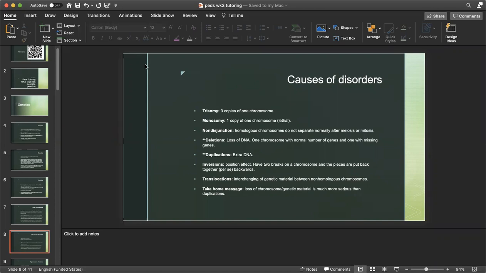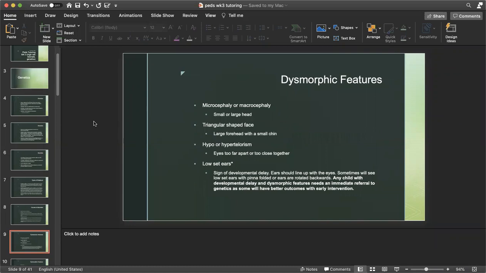And then the take-home message at the bottom is just that loss of genetic material is way more serious than a duplication. Duplications like trisomy 21, like Down syndrome. I mean, it's still serious, but you won't die from having Down syndrome.